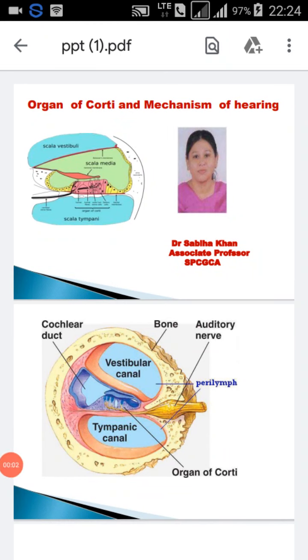Good morning, students. Today we are going to discuss the organ of Corti and the mechanism of hearing.